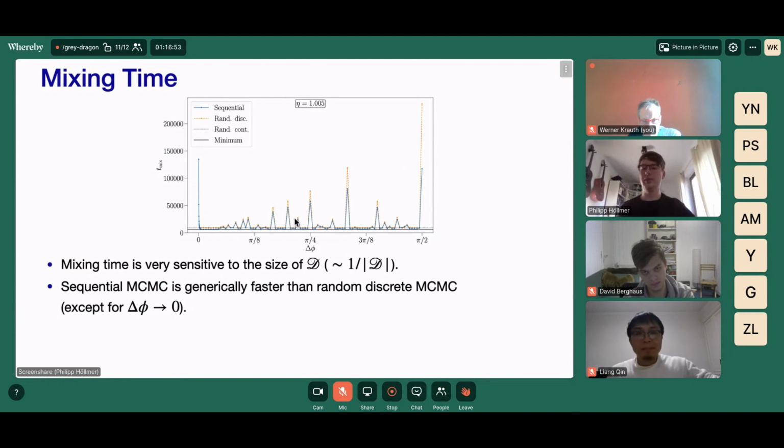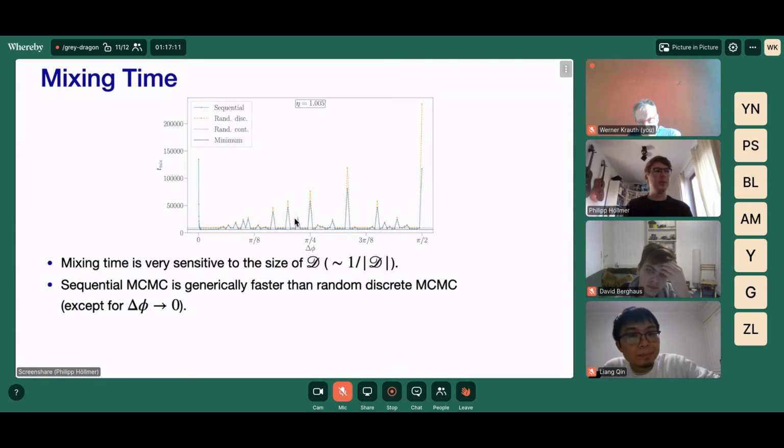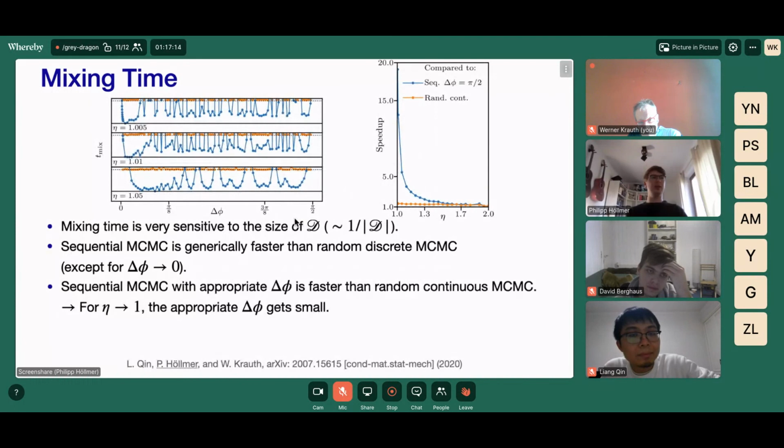For large direction set sizes, however, it is kind of reminiscent of the benefits of doing particle and spin sweeps. You can already see here that the black line always denotes the optimal choice of delta phi in our sequential scheme, and you can see that this black line is below the dotted line. Let's have a closer look at this. So here the plot on the left shows for different values of eta the same plot as before. However, now I zoomed into this region where the black line is the minimum mixing time for the given value of eta. The dotted line is the time of random continuous choice of direction.